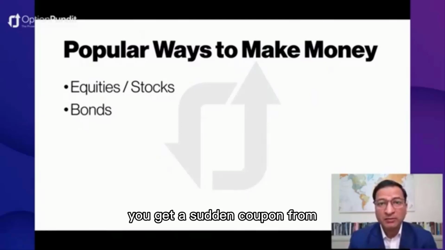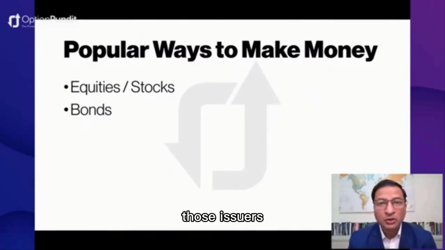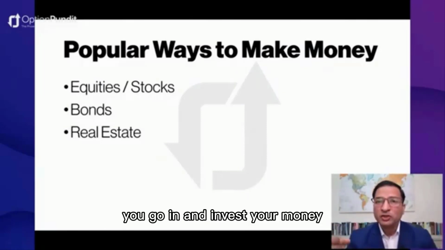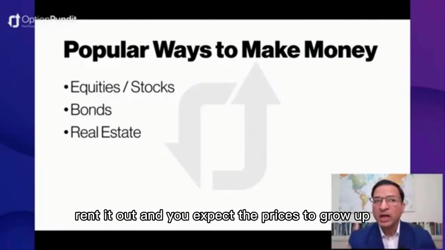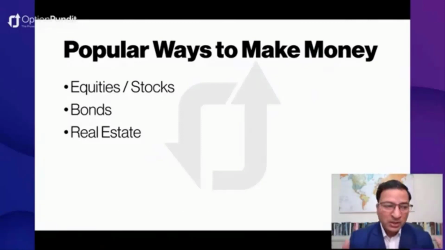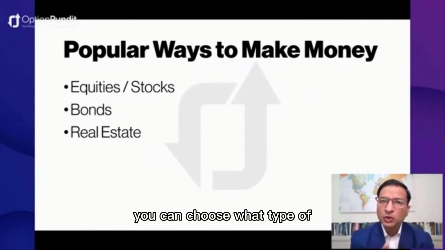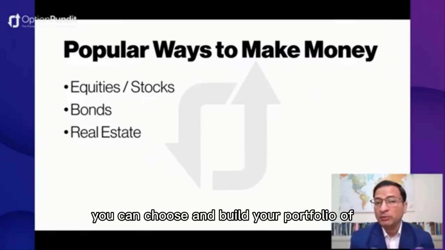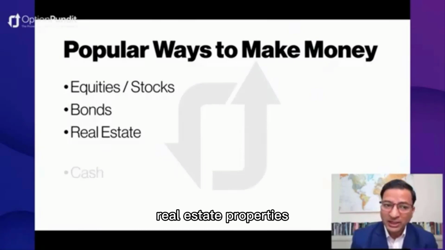You get a certain coupon from those issuers. The next major, popular way of making money is real estate. You go in and invest your money, buy some property, rent it out, and you expect the prices to go up. You can choose what type of property and how much capital you have, and build your portfolio of real estate properties.